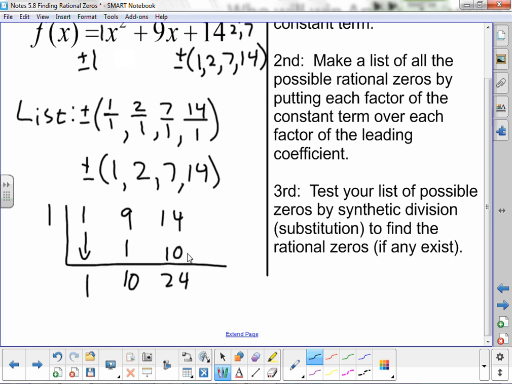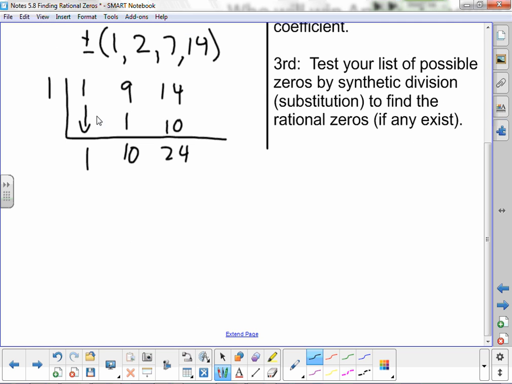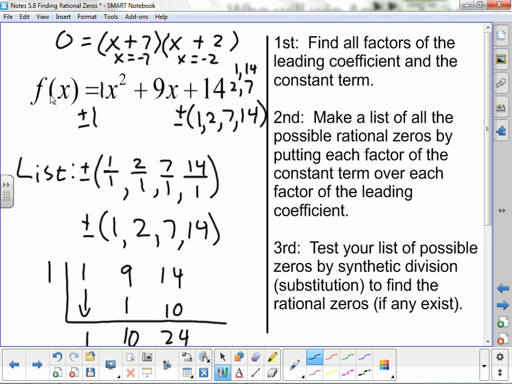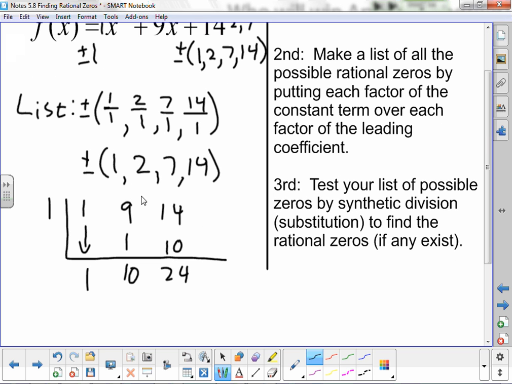Now, even though 1 did not work, it actually still gave us some information because this is synthetic substitution. So I know when I plug in an x value of 1 into this polynomial, 1x squared plus 9x plus 14, I get out 24. So it wasn't completely useless. We actually got a point out of it. I plug in a 1, I get out 24. So it wasn't a 0, it wasn't an x-intercept, but keep in mind, we're eventually going to be graphing this thing, so don't just throw this information away. We know that there's a point at (1, 24), so you can plot that point when we start graphing.